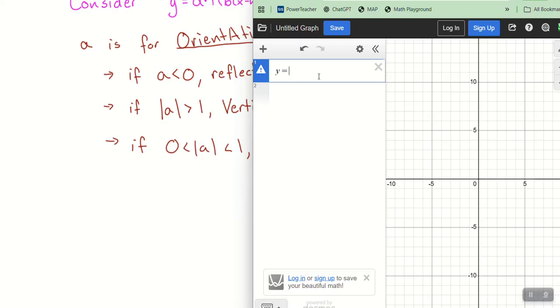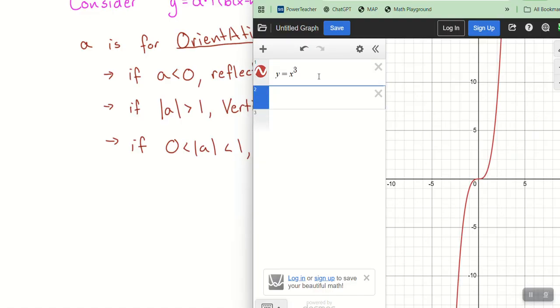Too many answers at once. If I wanted something cubed, what's the most simple function of that type? X cubed. So there's the parent of the cubics. If I put a number in front of this, like a 2, do you think it's going to get wider or thinner?